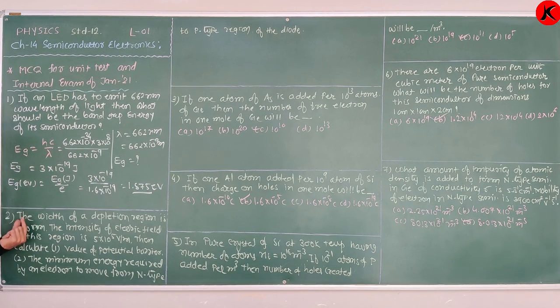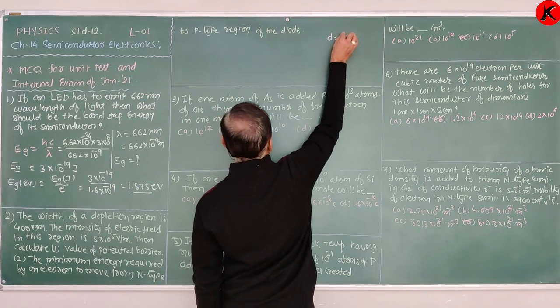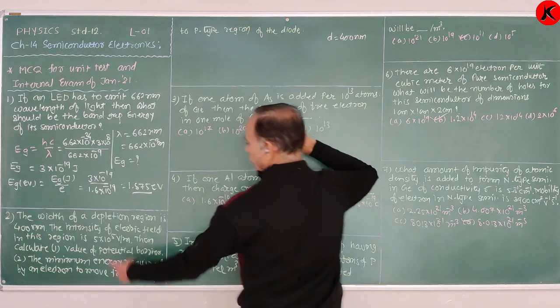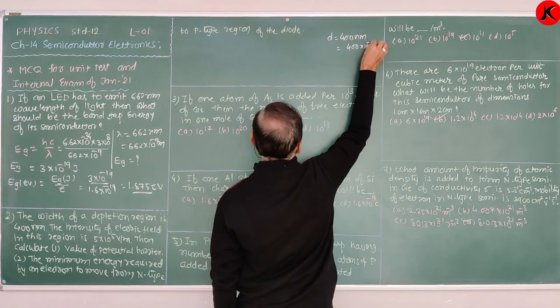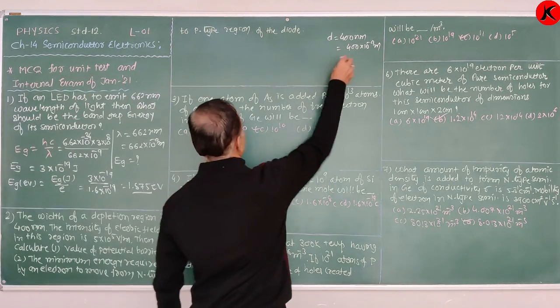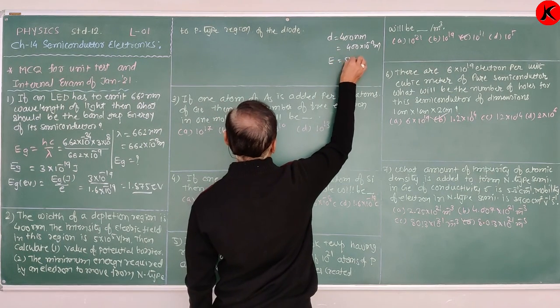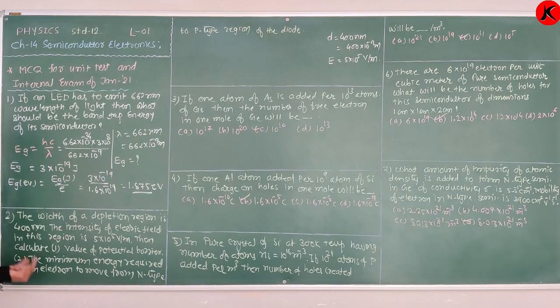After that, on the basis of the depletion region: the width of a depletion region d is given as 400 nanometer. Therefore, 400 into 10 to the power minus 9 meter. The intensity of the electric field in this region is 5 into 10 to the power 5 volt per meter. Electric field is given as 5 into 10 to the power 5 volt per meter. Then calculate, first, what is the potential barrier? That means we have to find out the potential in this region.